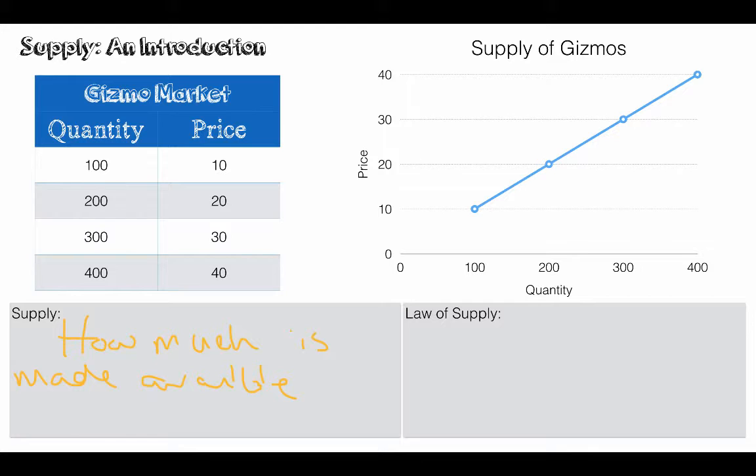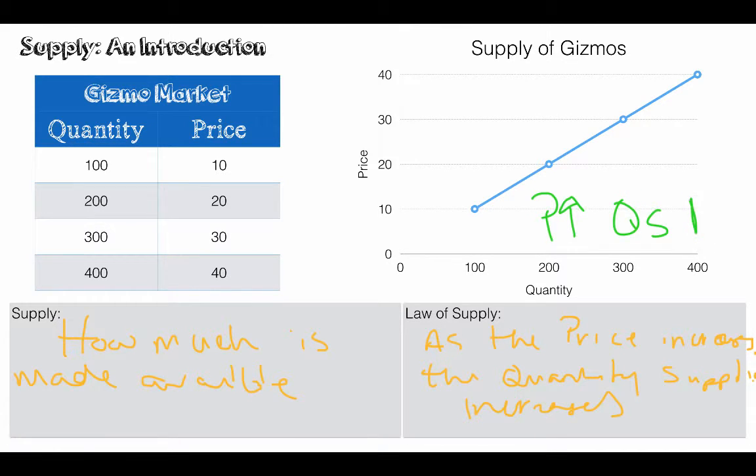The law of supply states that as the price increases, the quantity supplied increases. Wow, let's go back and rewrite price. I wrote price and quantity at the same time there, which was a little confusing. Price increases, the quantity supplied increases. What that looks like is as price goes up, quantity supplied goes up.